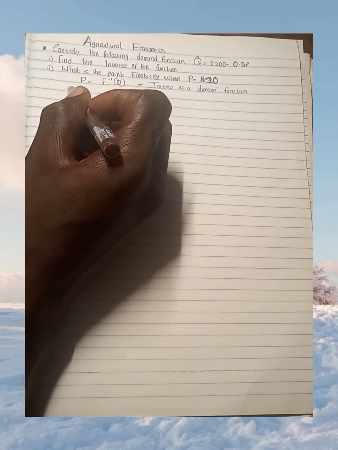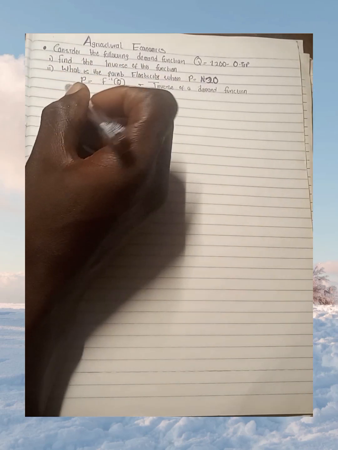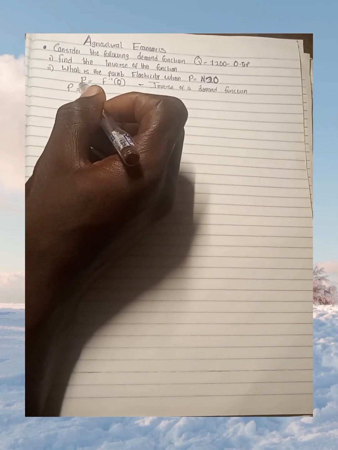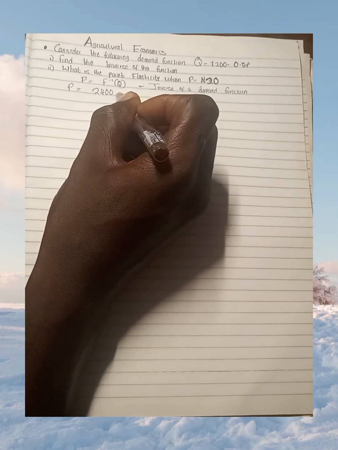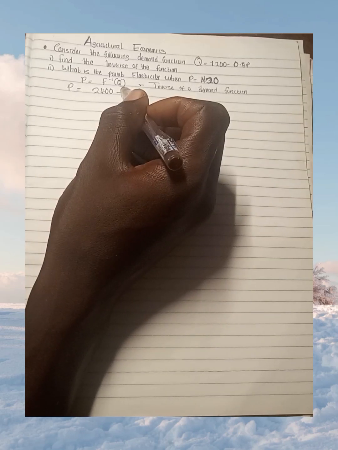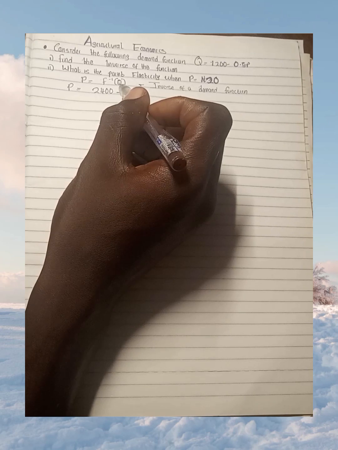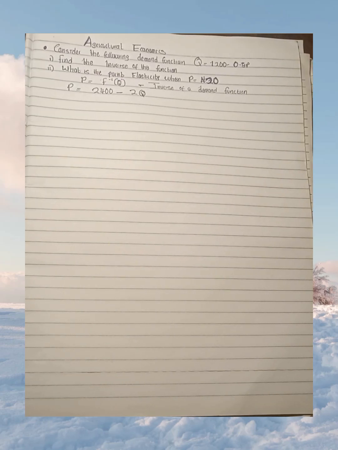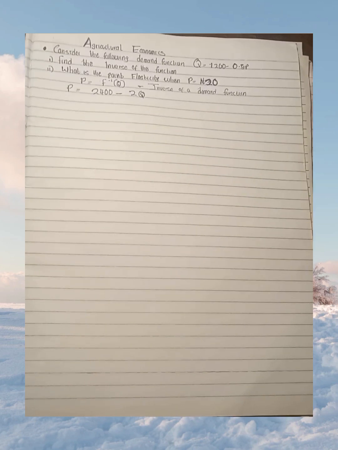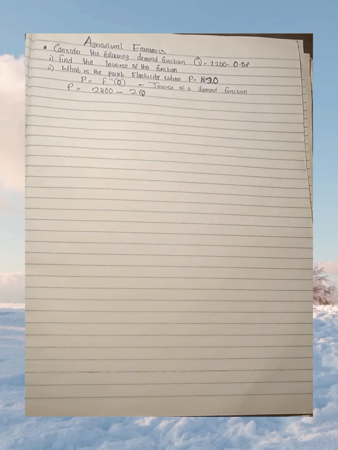So the inverse of this demand function will be P equals 2400 minus 2Q. Yes, that is the inverse of that demand function, because 1 divided by 0.5 will give us 2. So let's proceed to the second question.